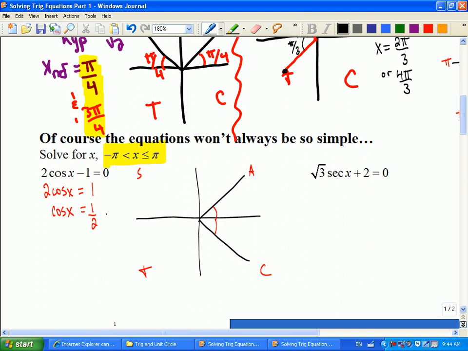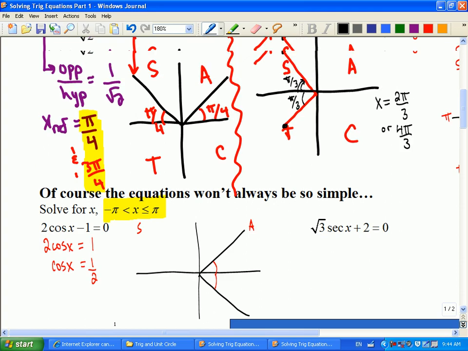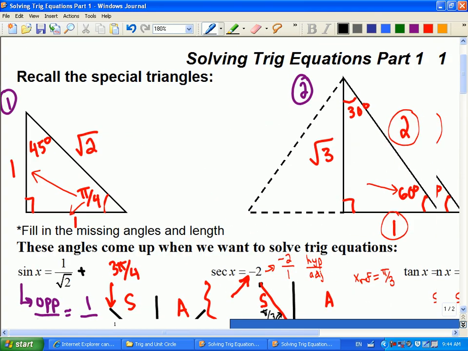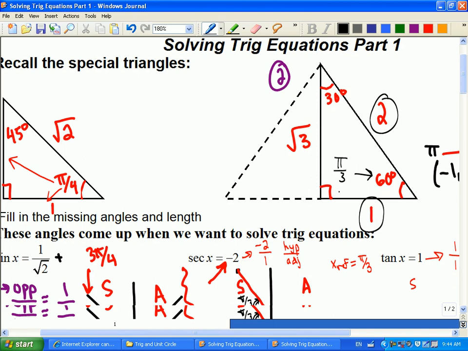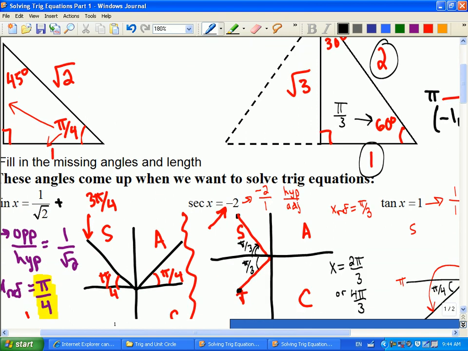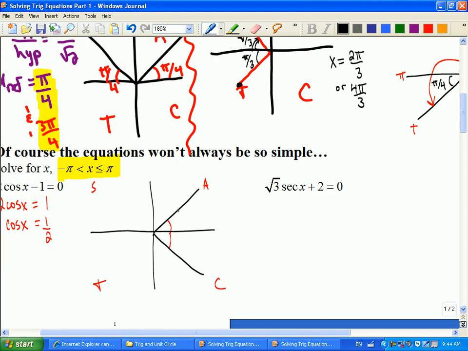If I'm thinking about cosine 1/2, then I'm going to look at my special triangles. And here's the pieces that I'm looking for. Adjacent and hypotenuse, which is here. So the angle I'm working on is 60 degrees or pi over 3. So that means I can then use that to call this pi over 3 and call this pi over 3.